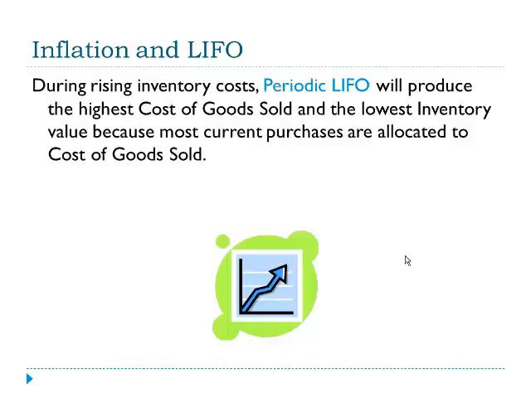LIFO had its origins in an economic environment in which there was rapid inflation. During rising inventory costs, periodic LIFO will produce the highest cost of goods sold and the lowest inventory value because most current purchases are allocated to cost of goods sold.